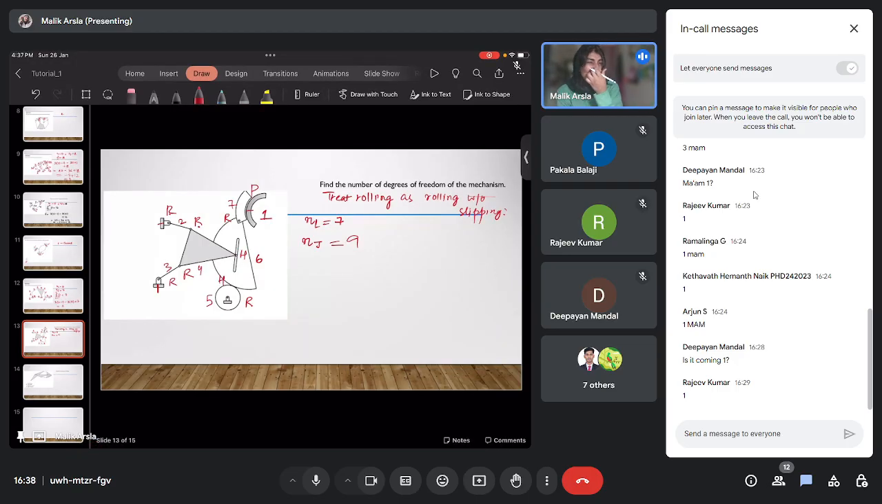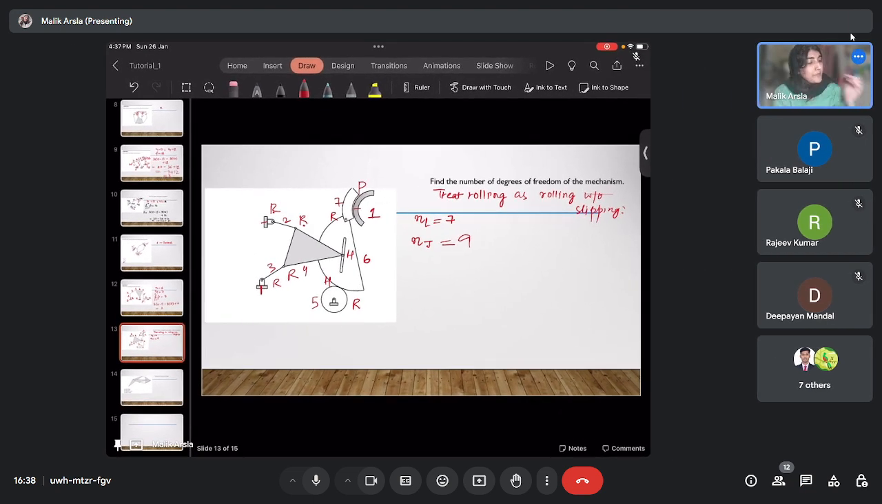Okay, so everyone look carefully at the problem now. If you have not arrived at the answer, let's go through the solution, then you can try at home also. So the number of joints here, or number of kinematic pairs I should say, is 9. Now calculating the number of degrees of freedom from 1 to 9. This is important here.